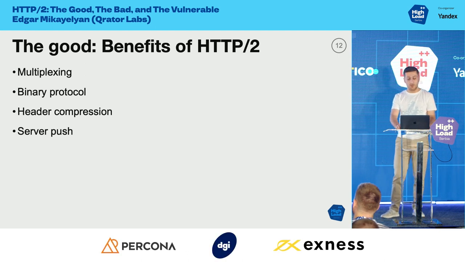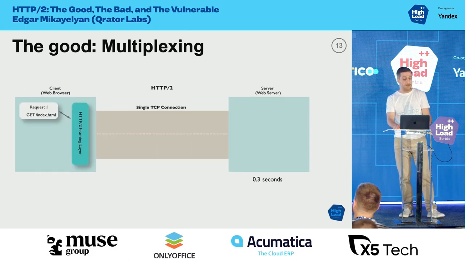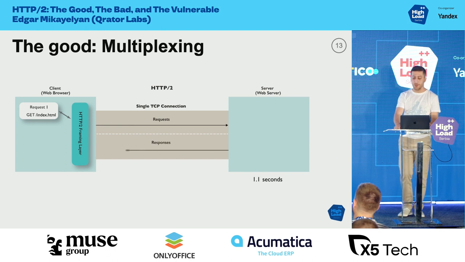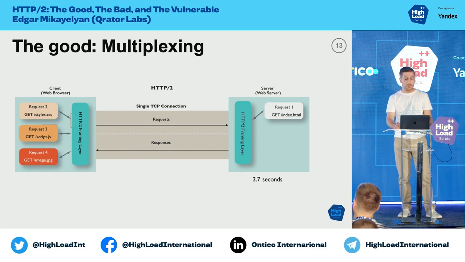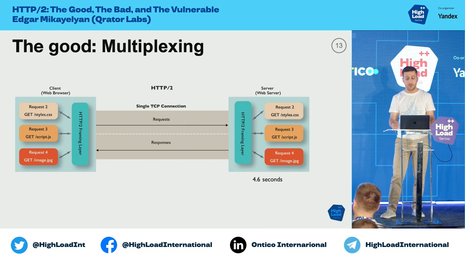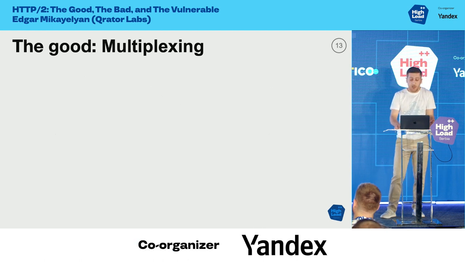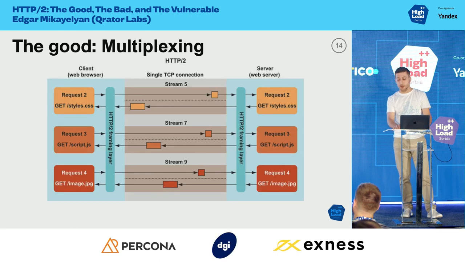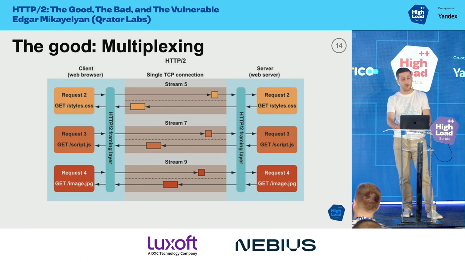Let's take a closer look at each of them. Multiplexing. In HTTP/2, the browser opens one big, super fast TCP connection and can send all requests through that. The server can process those requests and respond to them on the same TCP connection. How did it become possible? HTTP/2 allows multiple requests to be in progress at the same time on a single connection, using different streams for each HTTP request or response.